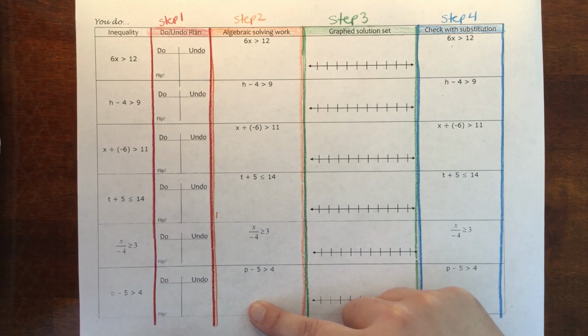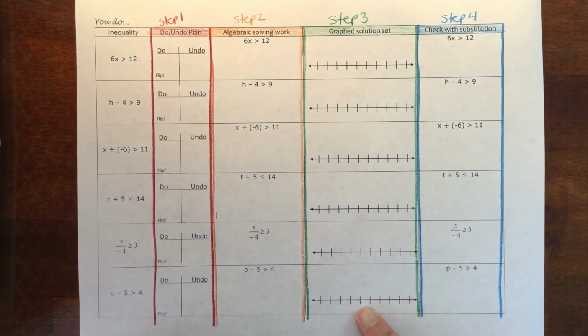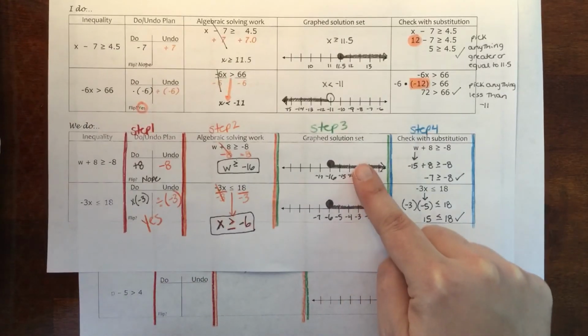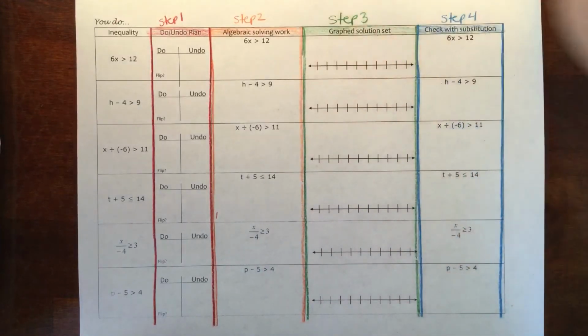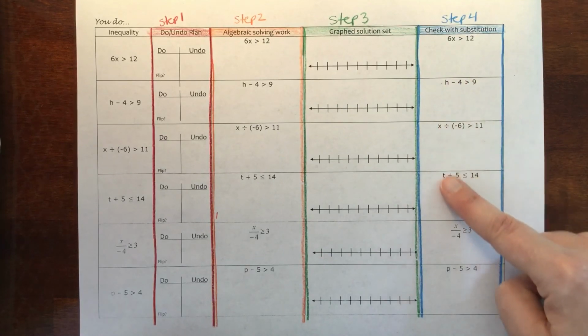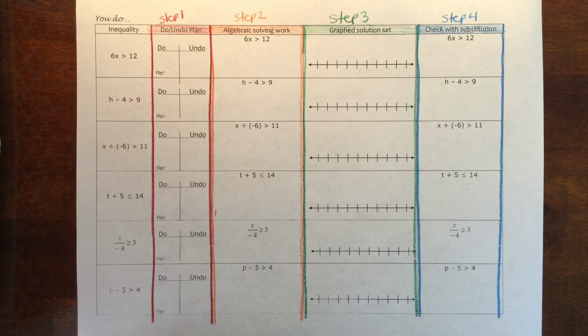When you get your answer, please make a picture of your answer. Once you have your picture, look at where you shaded, like here. Pick your favorite number from the shaded part of your graph to replace your variable with and see if you get a true statement. Good luck.